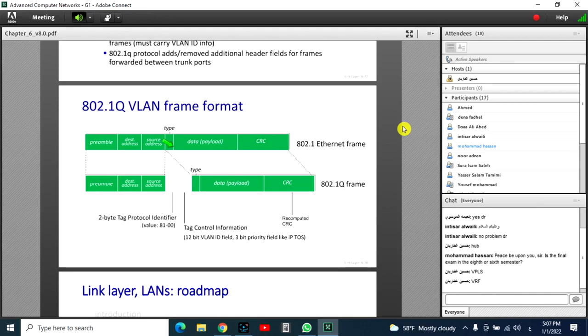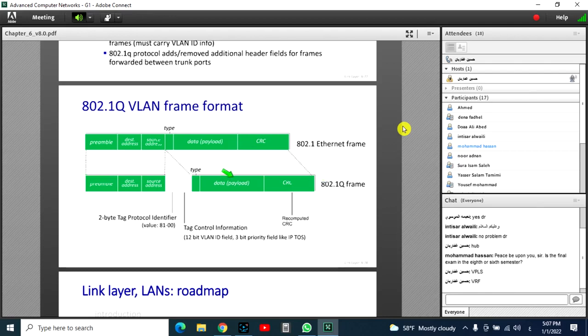This is the simplest Ethernet frame. There is a preamble, a destination address, source address, a type, and payload and CRC. This is the standard Ethernet frame. But when we talk about the 802.1Q frame, look at this one here.